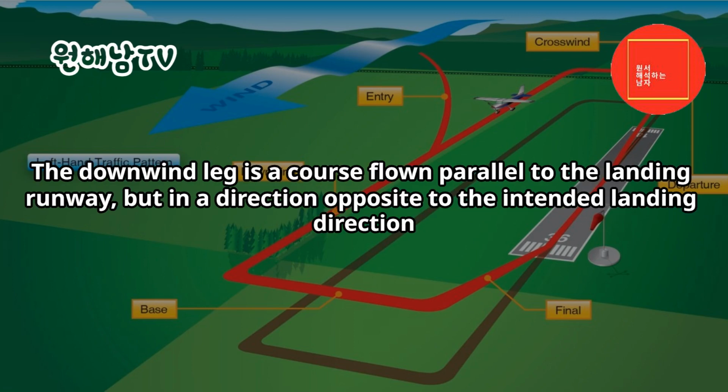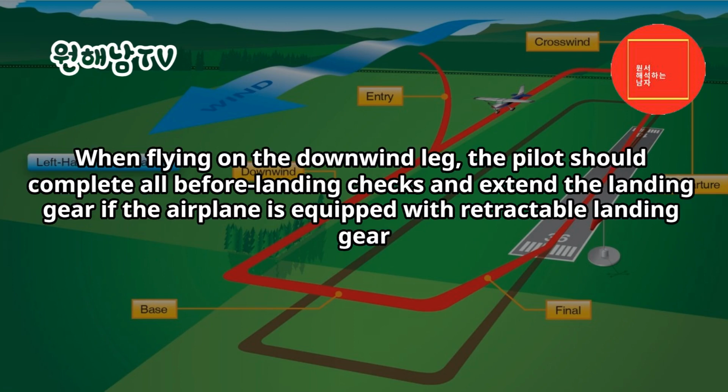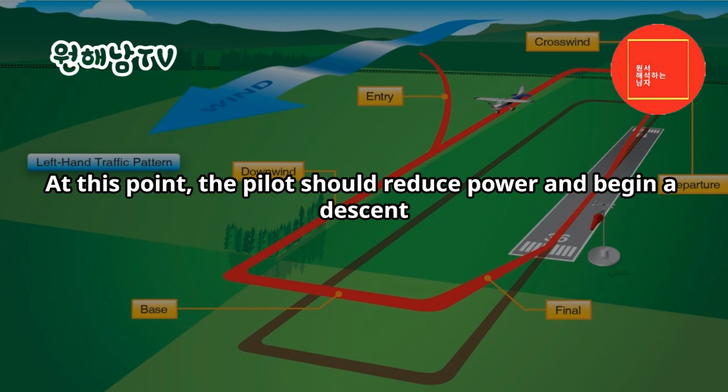The downwind leg is a course flown parallel to the landing runway, but in a direction opposite to the intended landing direction. This leg is flown approximately 1/2 to 1 mile out from the landing runway and at the specified traffic pattern altitude. When flying on the downwind leg, the pilot should complete all before-landing checks, and extend the landing gear if the airplane is equipped with retractable landing gear. Pattern altitude is maintained until at least abeam the approach end of the landing runway. At this point, the pilot should reduce power and begin a descent.